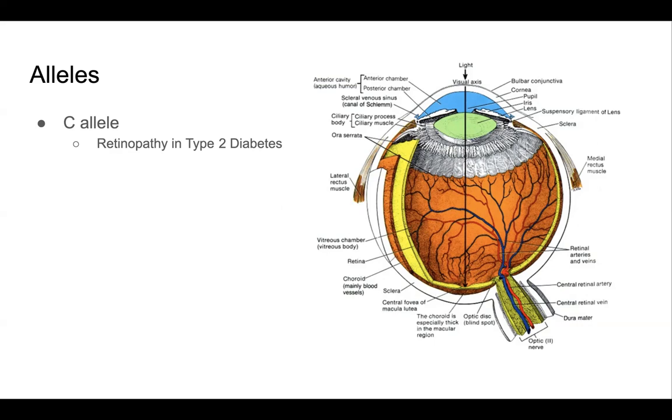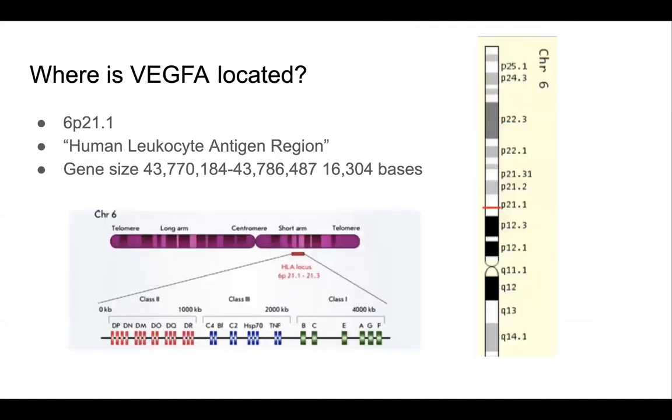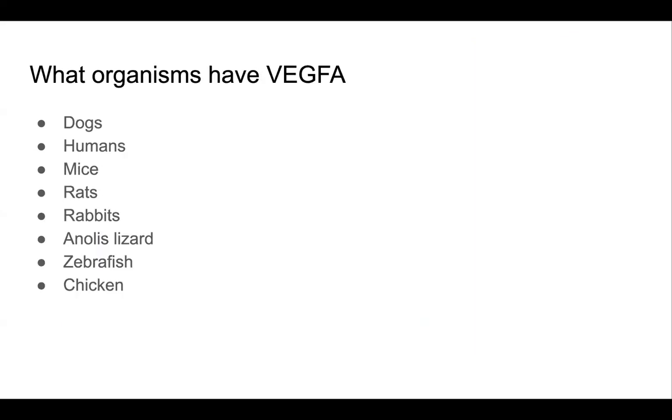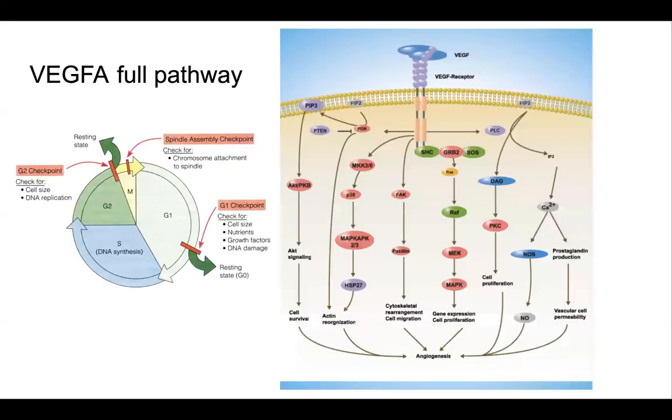And the human gene size is as listed right here, on the 43 millions, and it's going to be 16,304 bases long. So that's VEGFA. Sources.